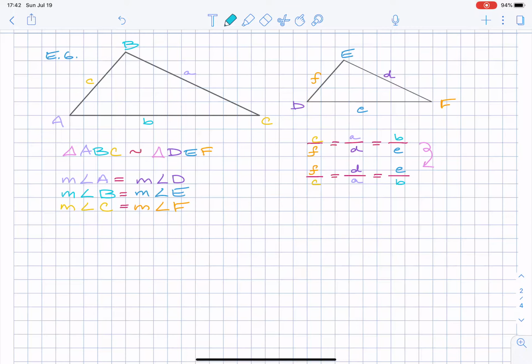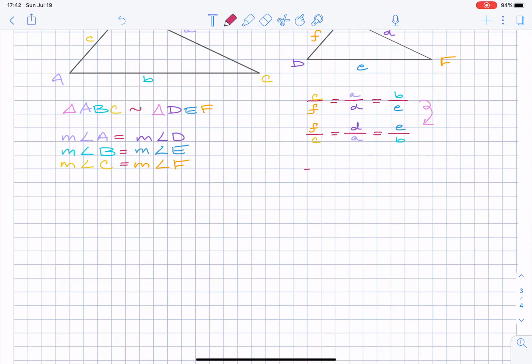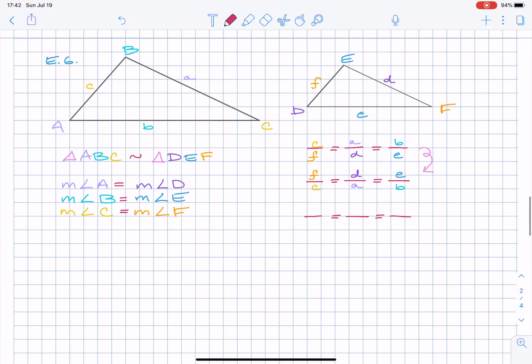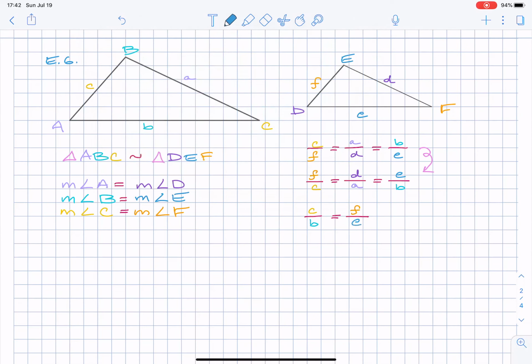Another way we could say is that left is to bottom. So another way we could do this, in the left-hand triangle, if I have C over B, that ratio will be the same as F over E in the right-hand triangle. Because notice it's left side over bottom side.